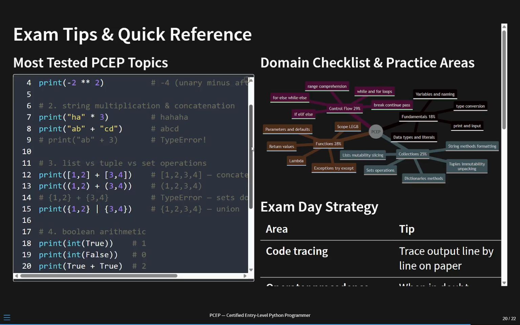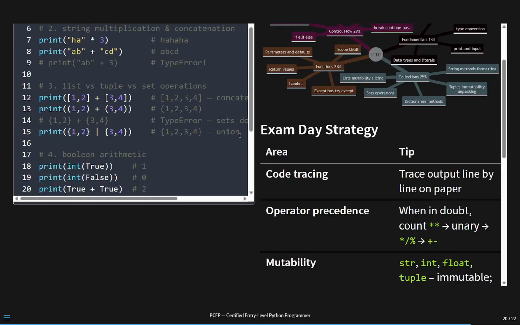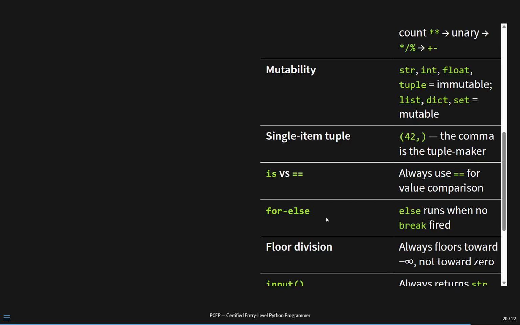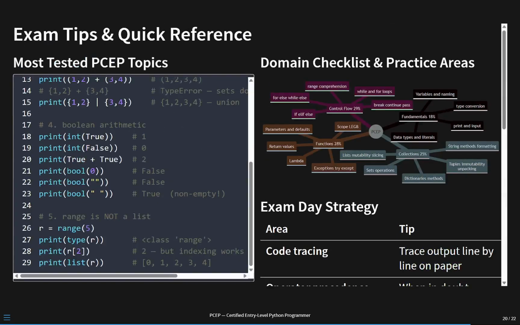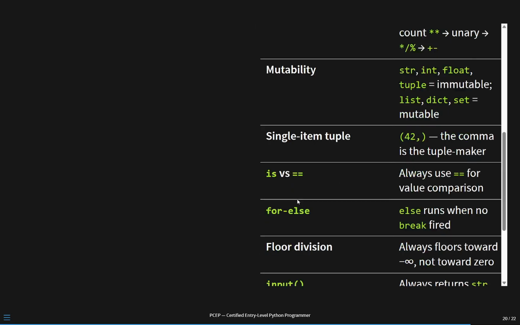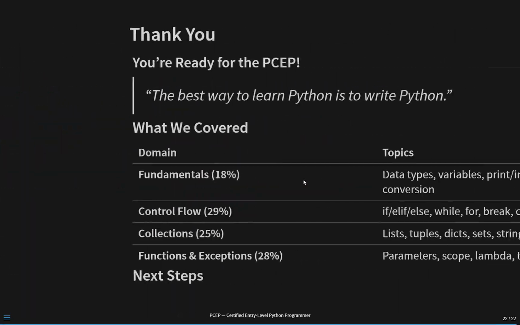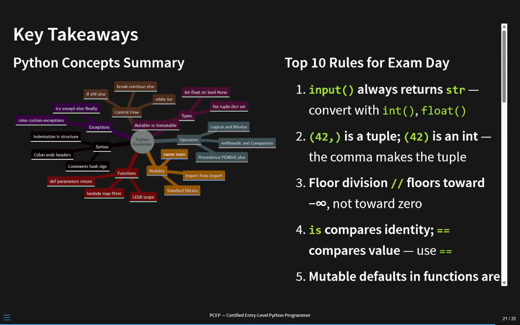Next, look at the quick reference table. The immutability summary: str, int, float, tuple are immutable. List, dict, set are mutable. This affects what you can do with them, whether they're hashable, and whether they can be dict keys. The mind map shows all 4 domains radiating from the center. Fundamentals: data types, variables, print, input, conversion. Control flow: if/elif/else, while, for, break, continue, range. Collections: lists, tuples, dicts, sets, strings, comprehensions. Functions: parameters, scope, lambda, exceptions, modules.